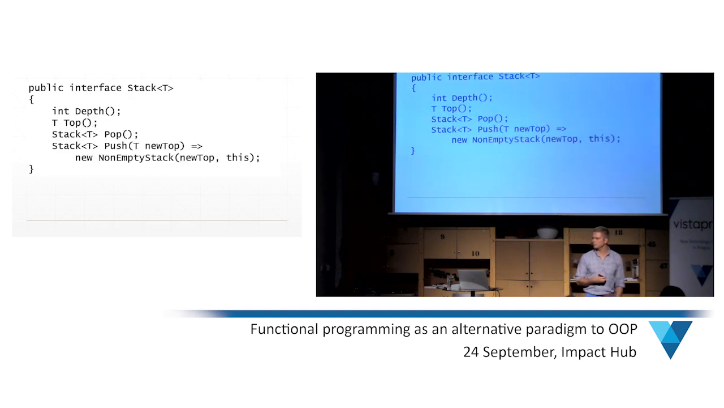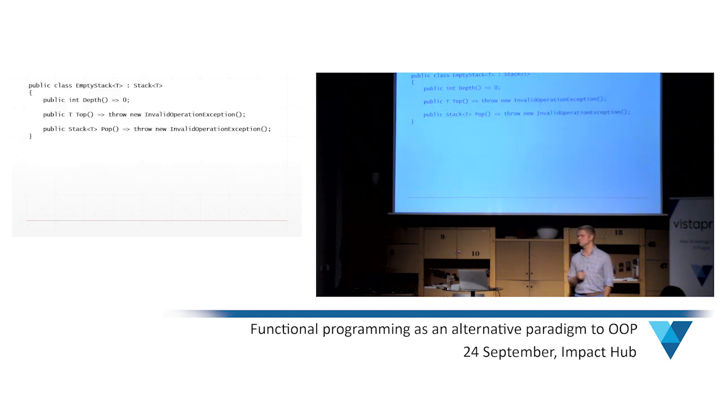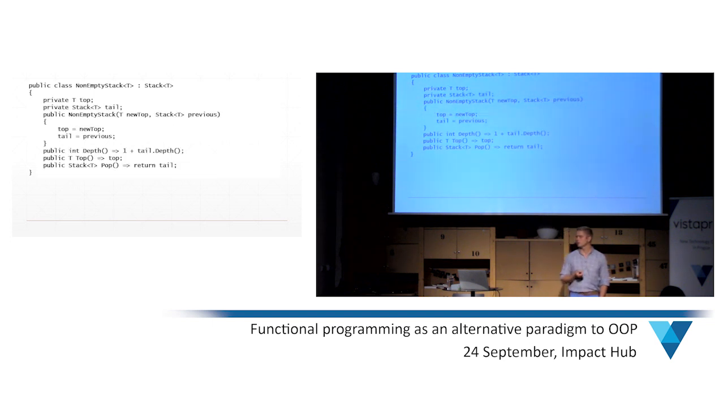the new C# 8 feature, which is being released right now. There should be a Microsoft event releasing a new version of .NET Core 3 and C# 8, I guess. So this is the default implementation of a method in an interface. Push is a new non-empty stack with a new top and the previous stack. That will simplify our empty stack a bit. We remove one method from here, and this is the implementation of non-empty stack.